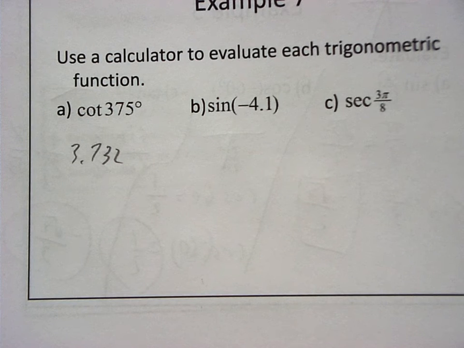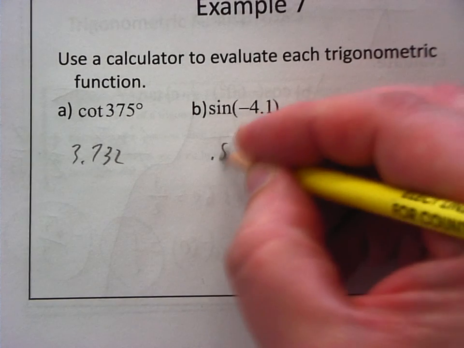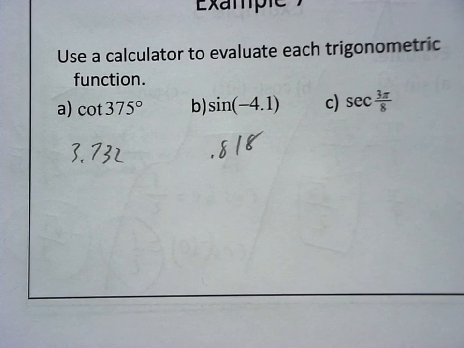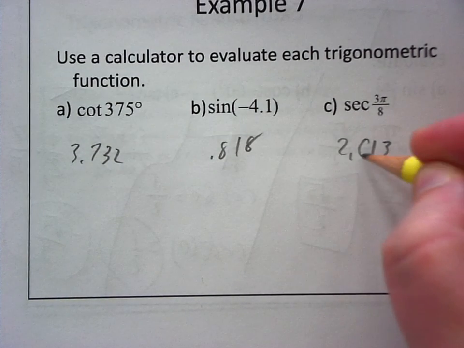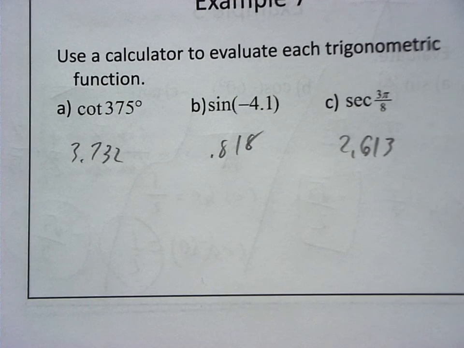What about sine negative 4.1? 0.818? What about secant of 3 pi over 8? Did anybody not get those? Okay.